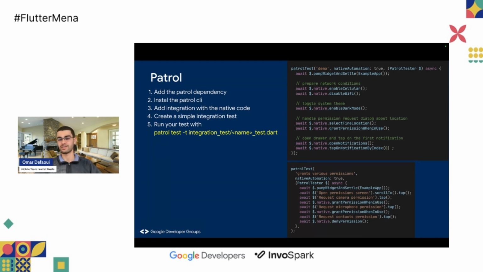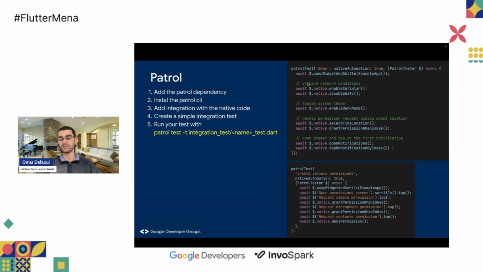It's just some code that you need to copy from their website into your code base, in the Gradle file for Android and in the Info.plist for iOS. And then we create the integration test directory like the default one, and if we want to run the test, we write the command patrol test, and then we provide the file that we want to test.